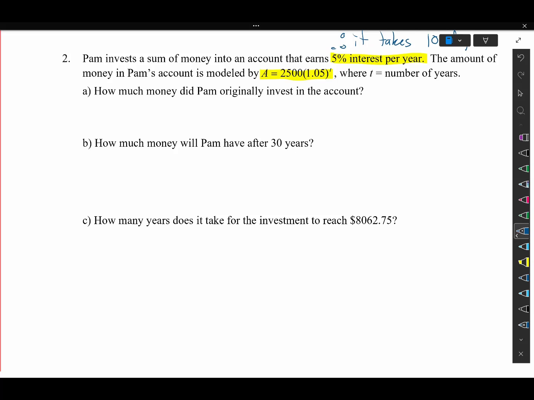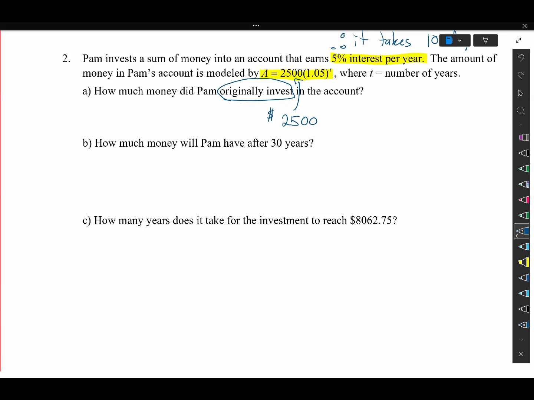Okay, how much money was originally invested? Well, what's another way of saying originally invested? What we're really looking at is the initial investment, the initial amount. The initial amount is just given to us right in the equation. That's $2,500, nice and straightforward.